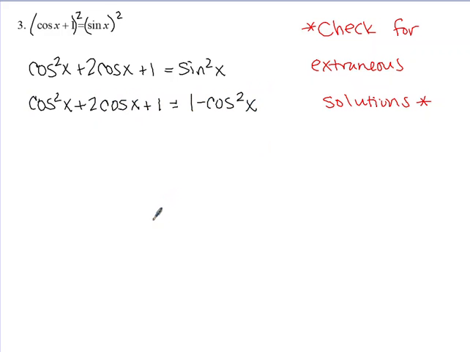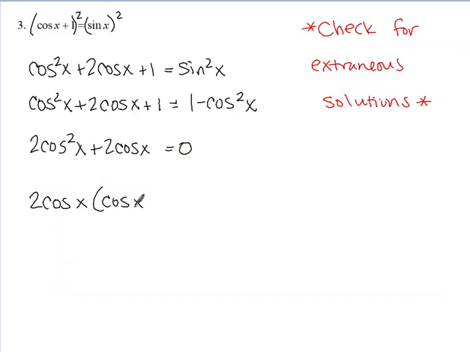Then I'm going to set this equation equal to 0. Now I can factor and solve. If I factor out 2 cosine of x, I end up with cosine of x plus 1. So now I can say cosine of x equals 0 and cosine of x equals negative 1. Then I just need to look at the unit circle.